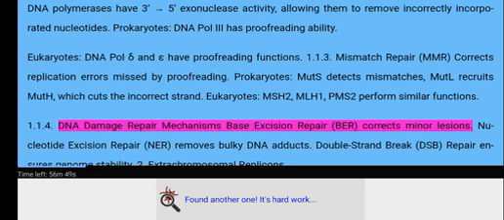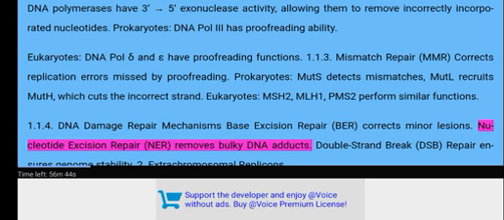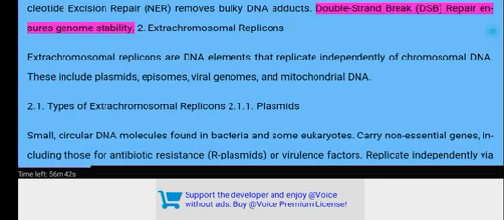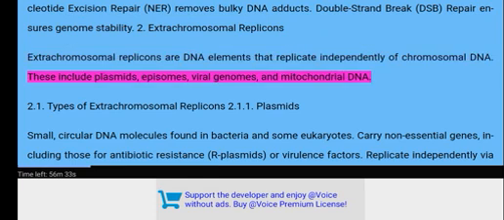1.1.4. DNA damage repair mechanisms. Base excision repair, BER, corrects minor lesions. Nucleotide excision repair, NER, removes bulky DNA adducts. Double strand break, DSB, repair ensures genome stability. 2. Extrachromosomal replicons. Extrachromosomal replicons are DNA elements that replicate independently of chromosomal DNA. These include plasmids, episomes, viral genomes, and mitochondrial DNA.